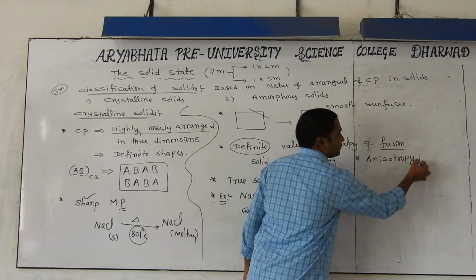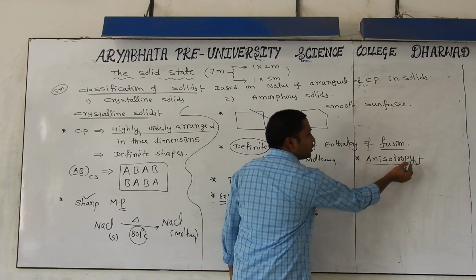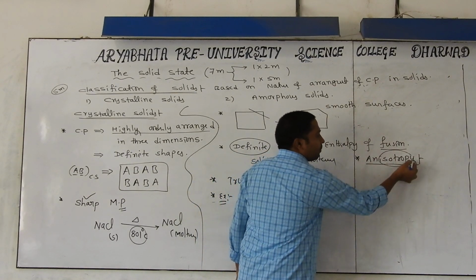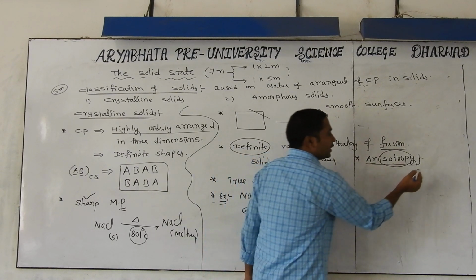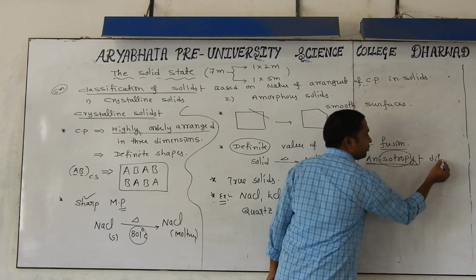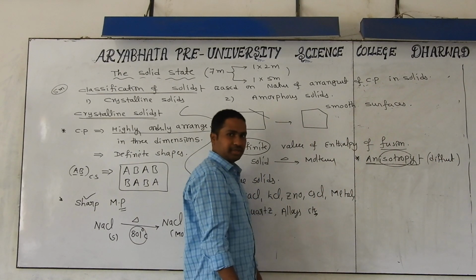Anisotropy property. What is the meaning of anisotropy? Isotropy means same. But anti means opposite, so anisotropy indirectly means different. What is the difference here? We have to check it.